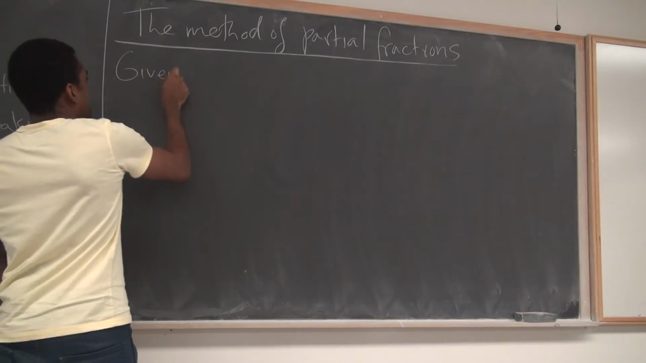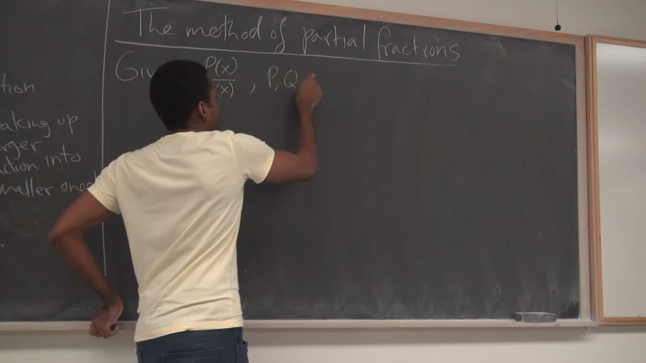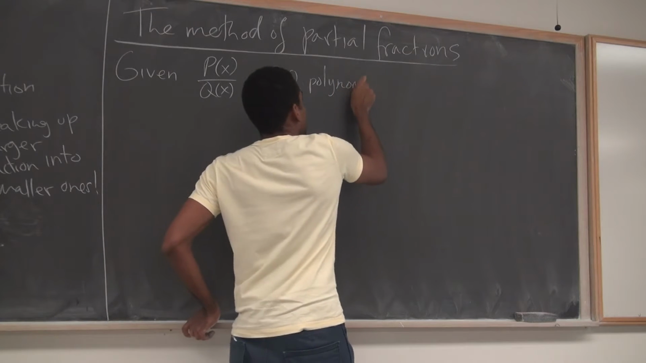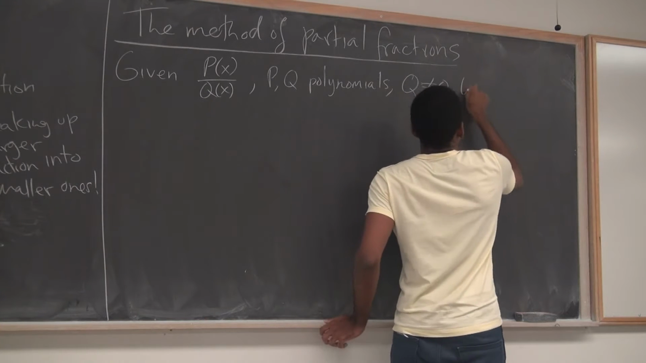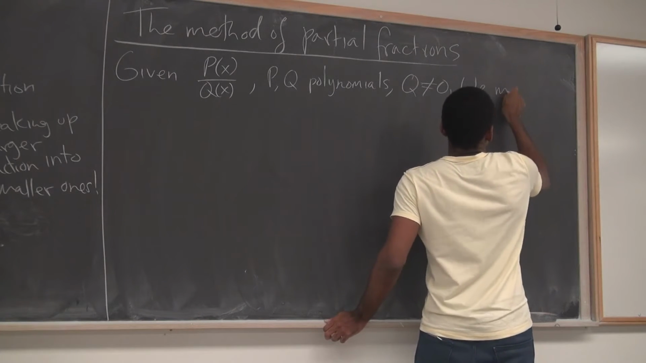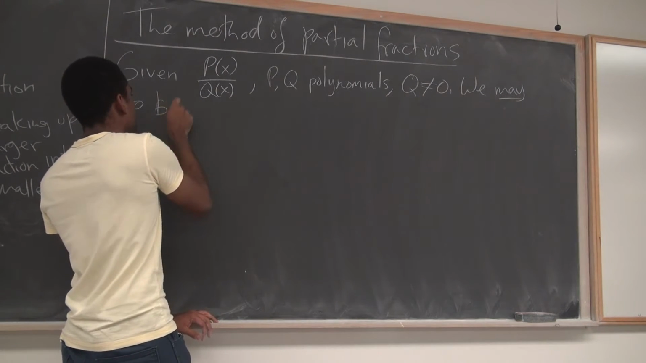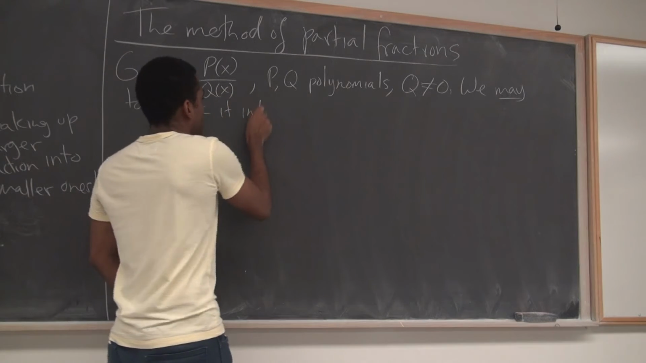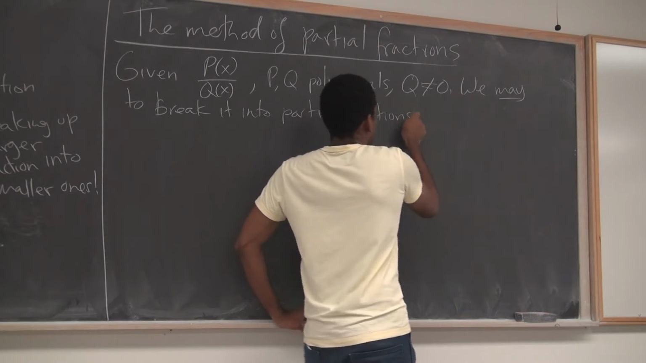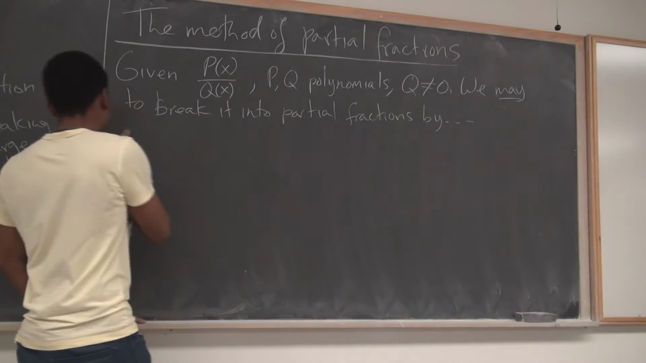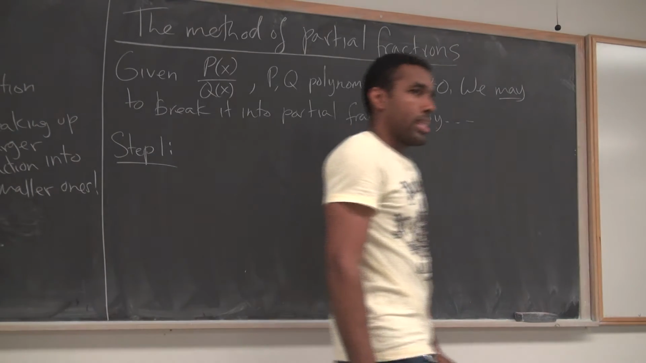So given p of x over q of x, p, q are polynomials, q not 0, of course. We might be able to break it up into smaller fractions. Step 1. What do you think step 1 is?